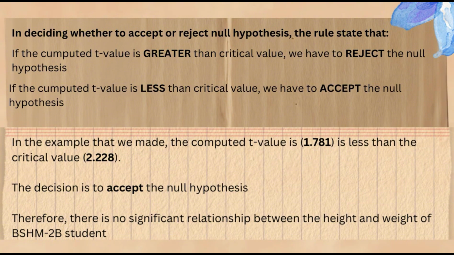And lastly, in deciding whether to accept or reject the null hypothesis, the rule states that if the computed t-value is greater than the critical value, we reject the null hypothesis. However, if the computed t-value is less than the critical value, we accept the null hypothesis. In our example, the computed t-value is 1.781, which is less than the critical value of 2.228. Therefore, the decision is to accept the null hypothesis. This means that there is no significant relationship between the height and weight of the BSHM 2B students.